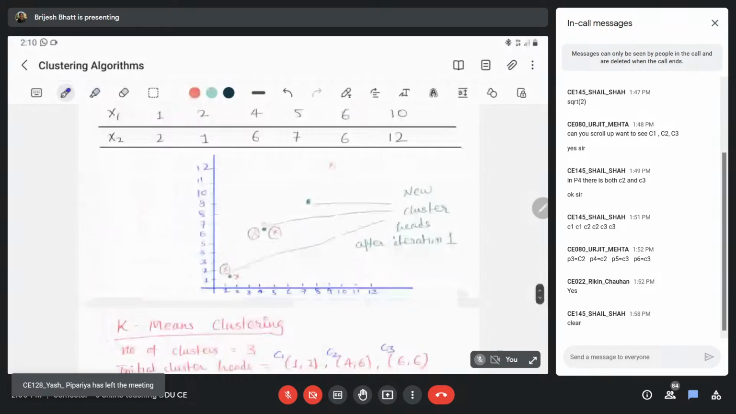What if the randomly selected initial cluster heads were all in the first, or all in the second cluster, let's say? I mean, the cluster heads that we had selected initially were 4, 6, 5, 7, and 6, 6. If you start with that, then you might need to do one or two more iterations before you reach the cluster 1 and cluster 2 data points.